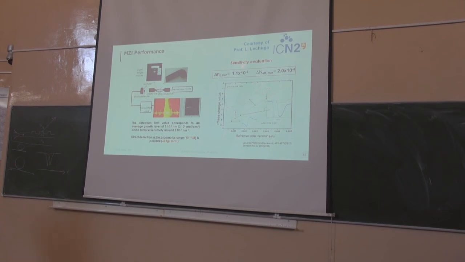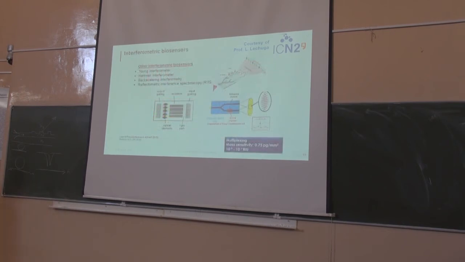Okay, so it has a sensitivity of 2 times 10 to the minus 8. Okay, and the sensitivity here is not in RIU but in molar, which is another thing that I didn't explain. Okay, Young, you asked about the Young interferometer.